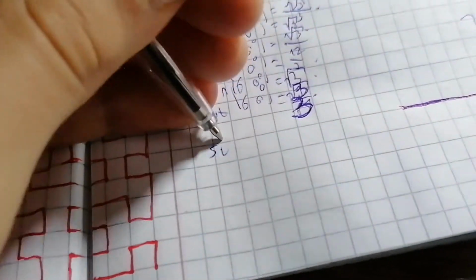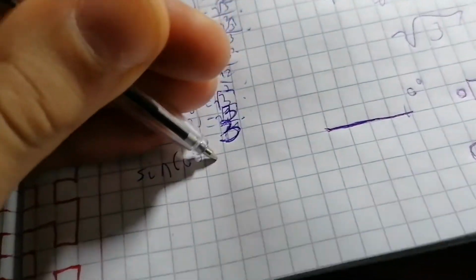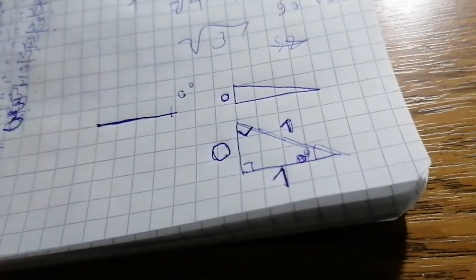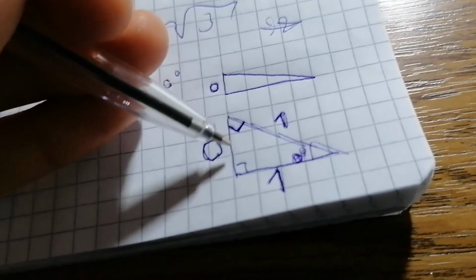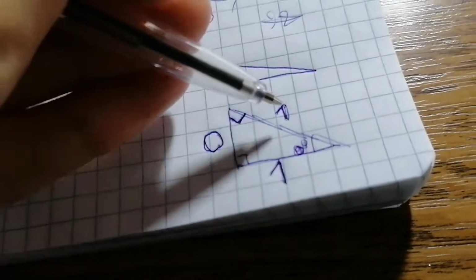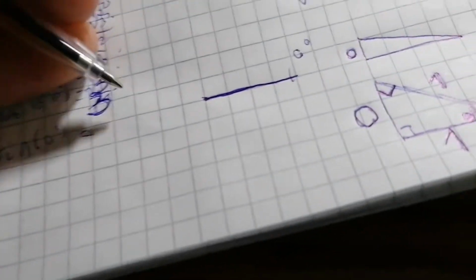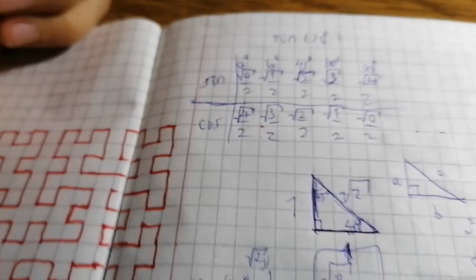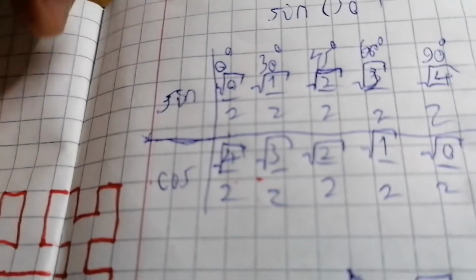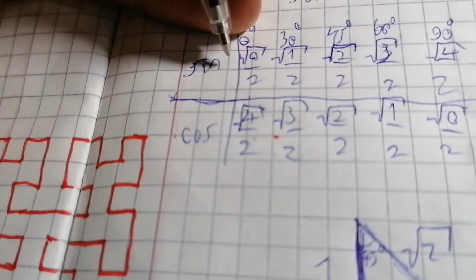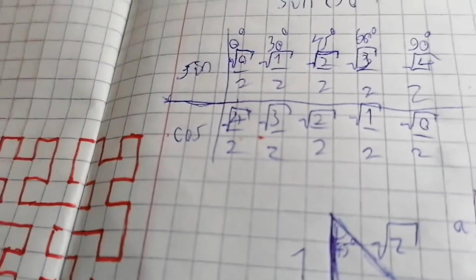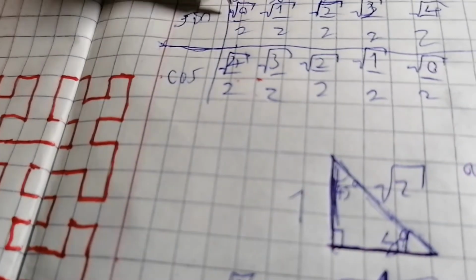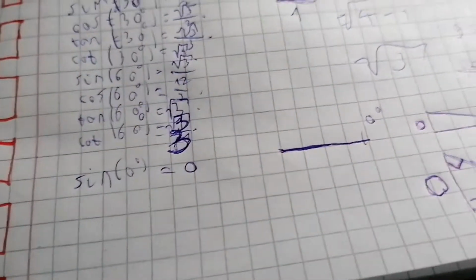So sine of 0 degrees is the opposite side of the 0 degree angle over the hypotenuse. That's 0 over 1, and 0 over 1 is 0. And we can still see that in our table. We see the square root of 0 over 2, but that's still 0, because the square root of 0 is 0, and 0 over 2 is 0, so the result is the same.